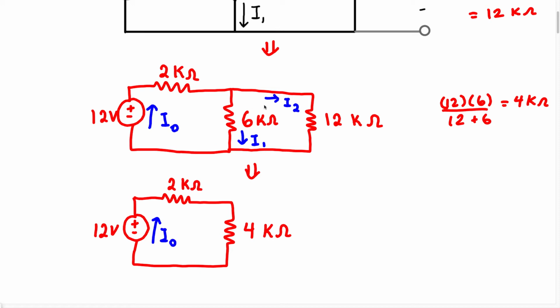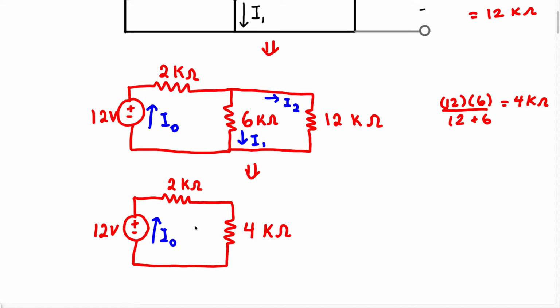Now the current I1 and I2 are no longer present, right? Once we combine these two resistors, this resistor is actually now in series with this 2K resistor, which means the current IO, which is flowing through the source and the 2K resistor, is now also going to be flowing through this 4K resistor. Therefore, this is the simplest our circuit can get.